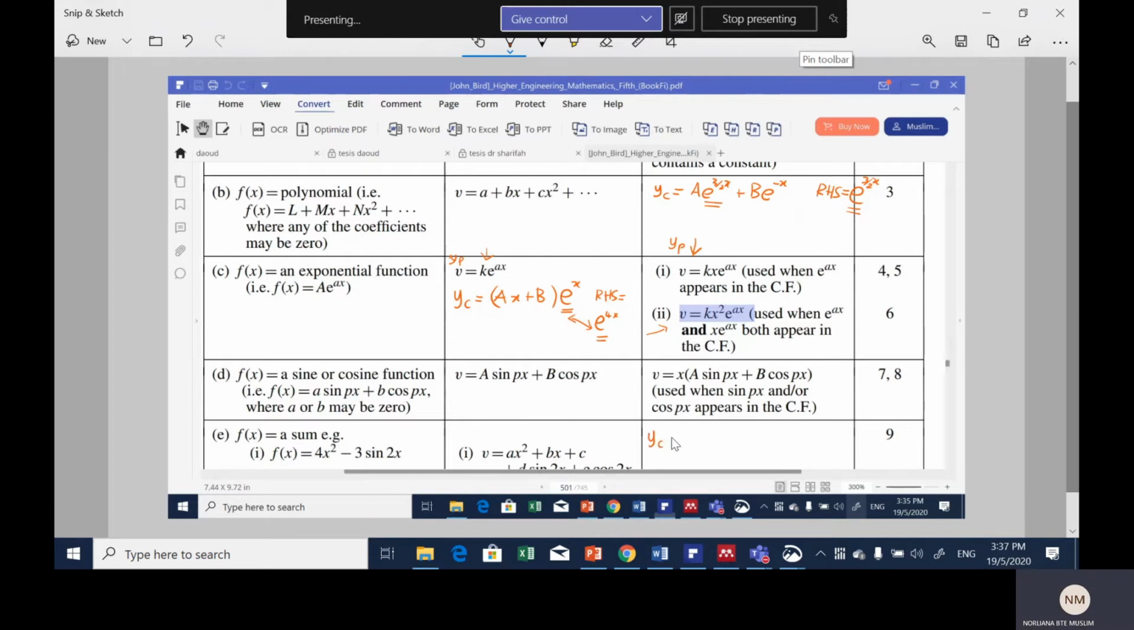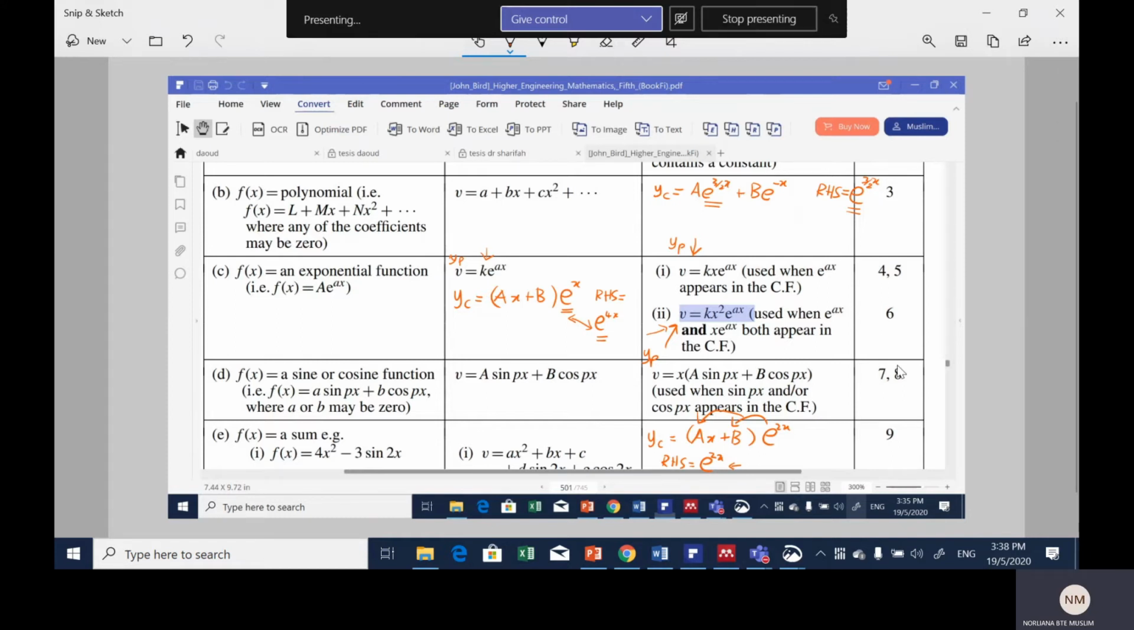For this example, let's say our complementary function is (ax plus b) e to the power 2x, and the right hand side also has e to the power 2x. So this appears two times when we open the bracket: e to the power 2x appears at both constants A and B, and it also appears on the right hand side of the original second ODE, non-homogeneous type. For this case, we are using this YP. I hope you can see the difference in when to use each particular function.